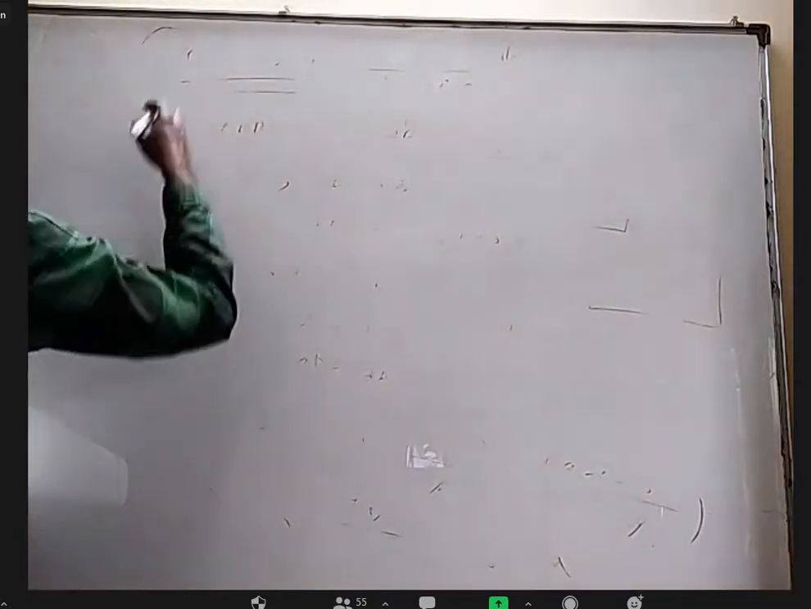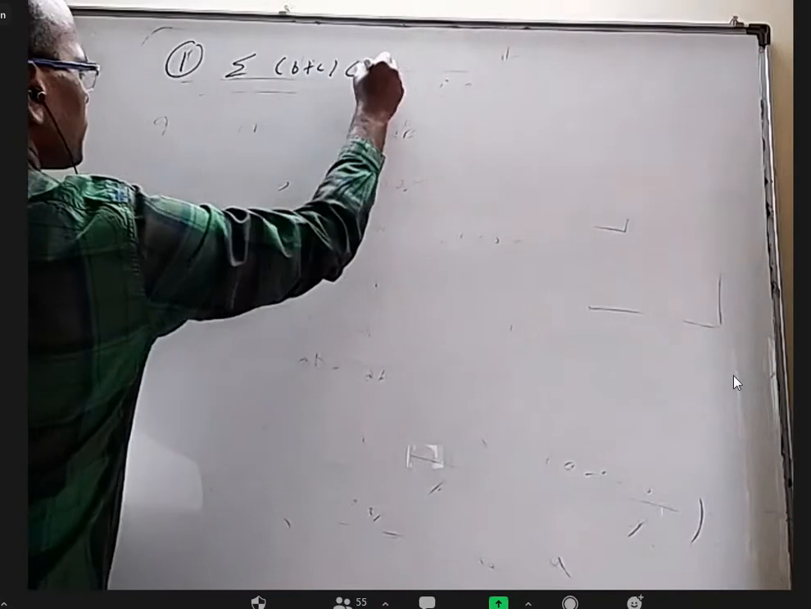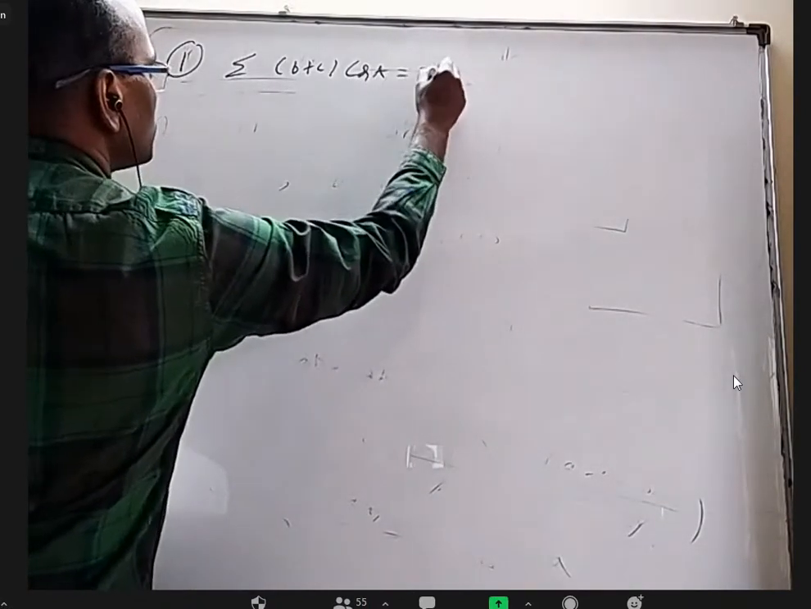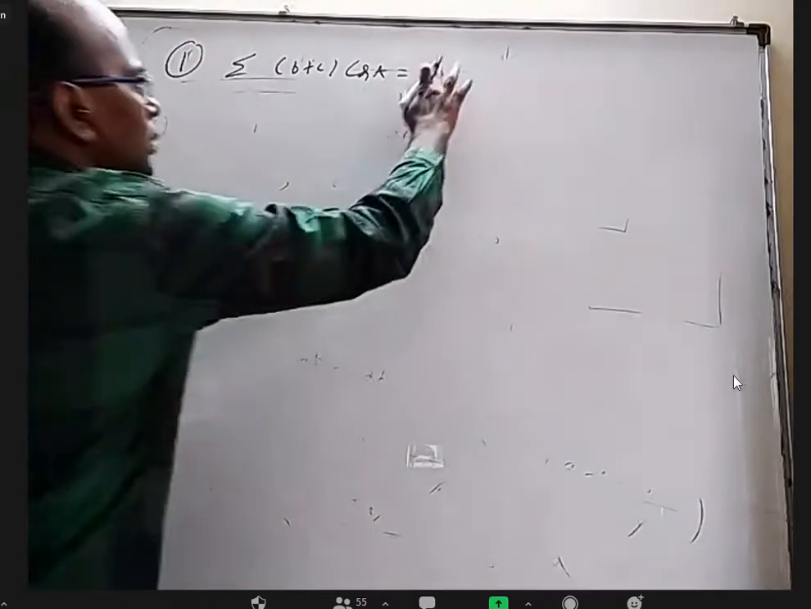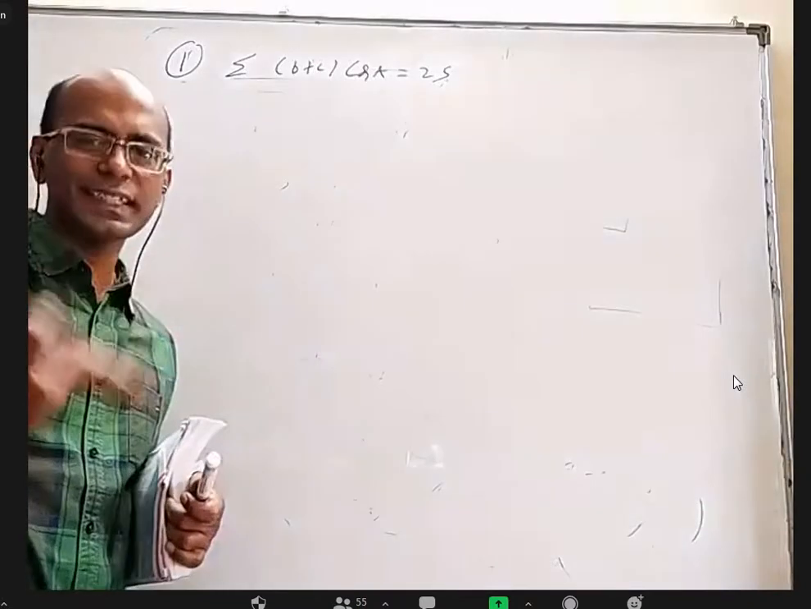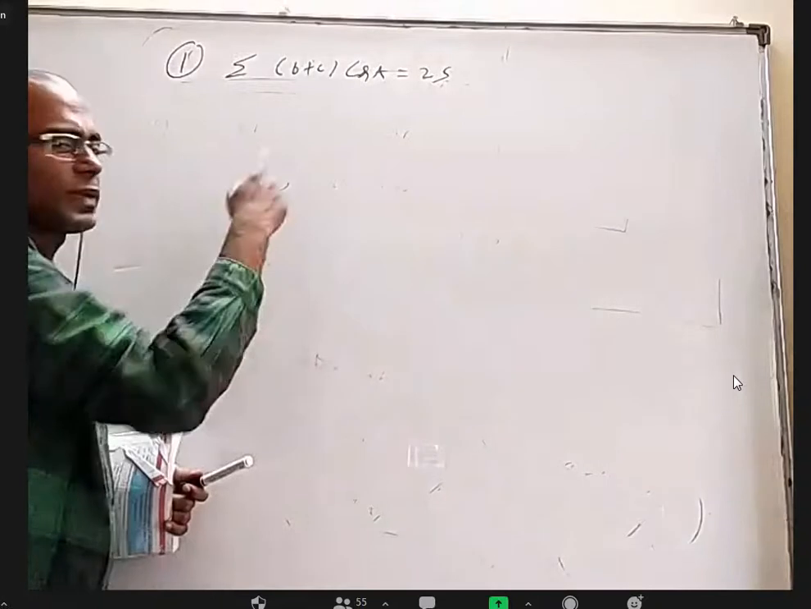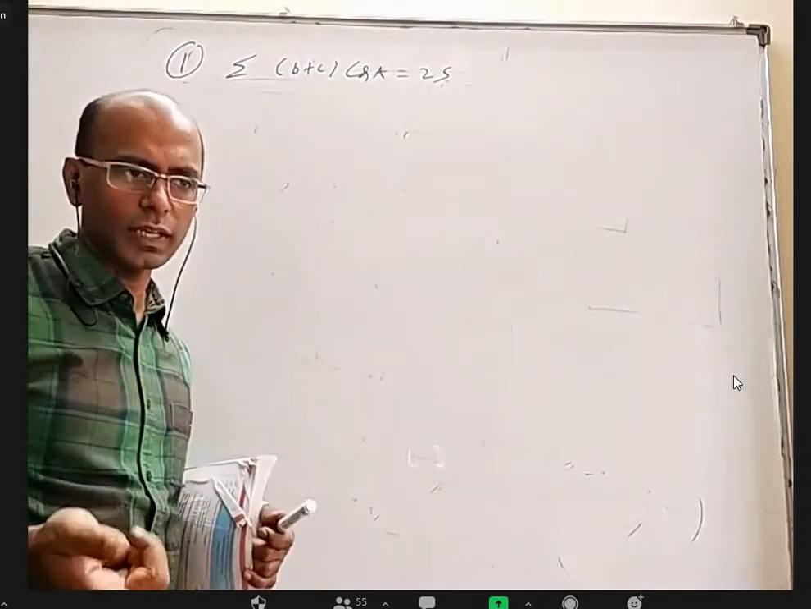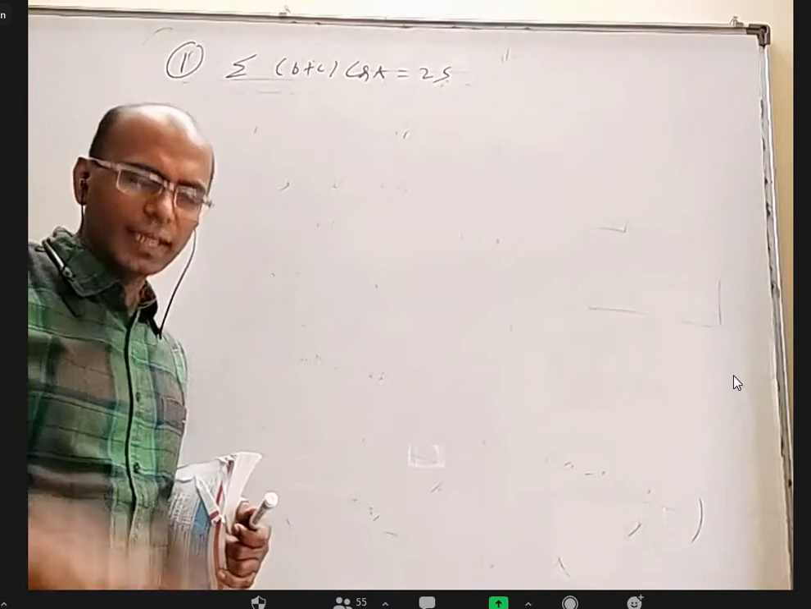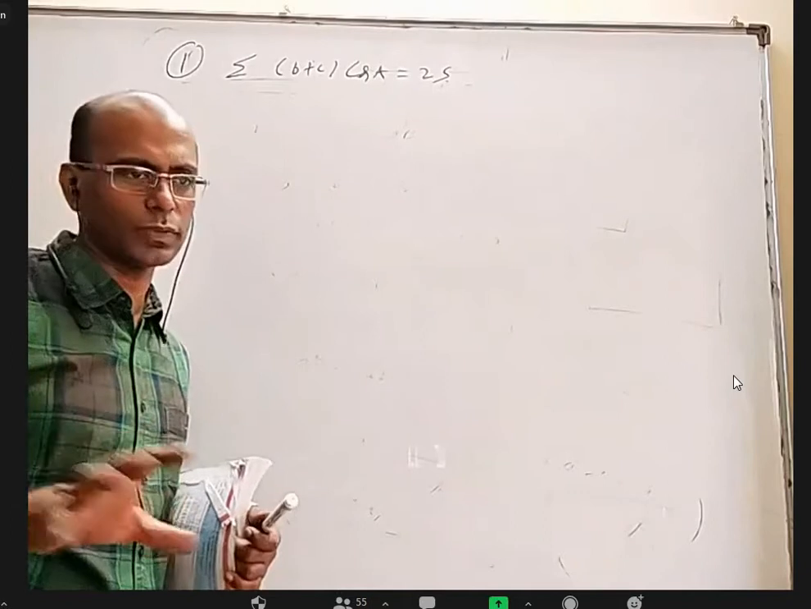Okay, I'll write some questions on projection rule. You can try to prove it. Sigma (b plus c) cos a equal to 2s. Especially in this chapter, sigma means sum of three things. You write this expression. The next expression is wherever b is there, you write c, wherever c is there, you write a, and wherever a is there, you write b. We'll get one more term. Adding all the three terms. It's only three terms, not more.